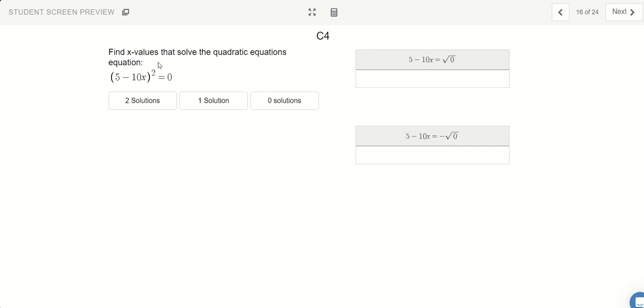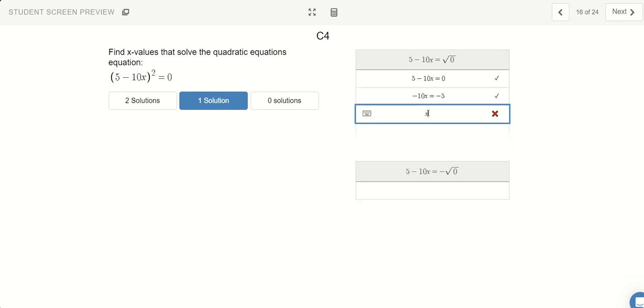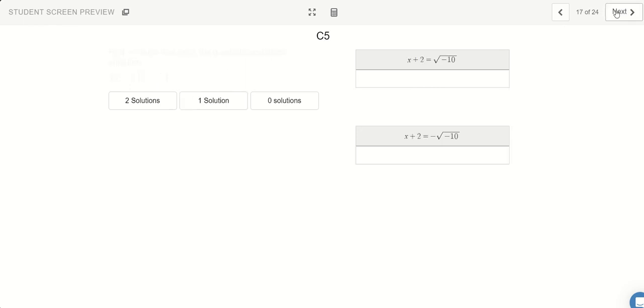Here, how many solutions does this one have? This one actually only has one solution. There's only one way to turn this to 0. So I know that the square root of 0 is 0. Alright, if we want to solve for x, let's move 5 to the other side. Negative 10x equals negative 5. And if I divide both sides by negative 10, x is going to be 0.5. And this is going to be my only solution. There's only one way to make something turn to 0, and that is by making it 0. 0 doesn't have a positive or negative version.